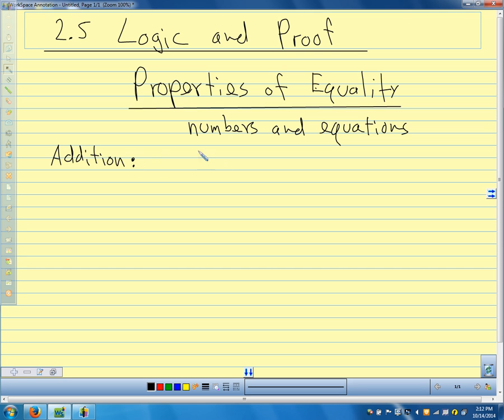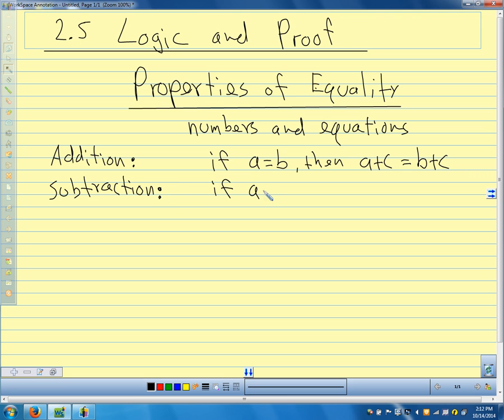The addition property tells me that if A equals B, then A plus C equals B plus C. I can add the same thing to both sides of an equation. That's what the addition property tells me. The subtraction property. Same starting place. If A equals B, then A minus C equals B minus C. I can subtract the same thing from both sides of the equation.